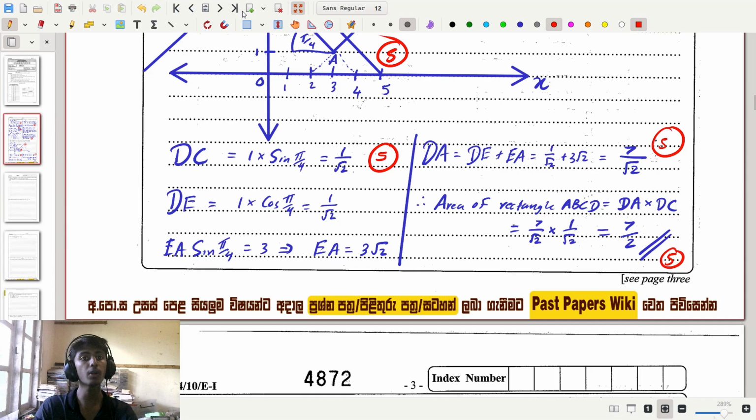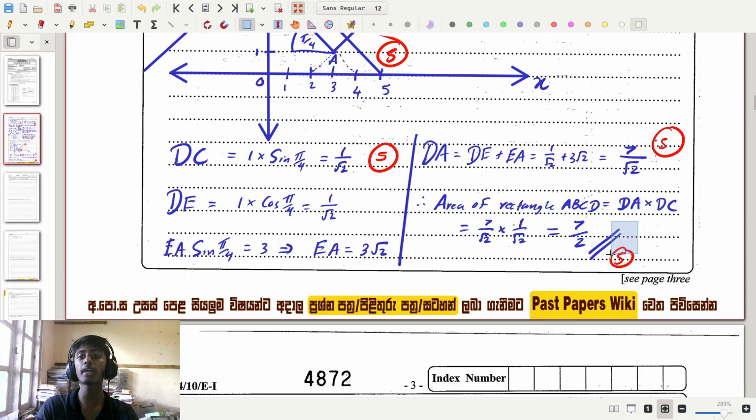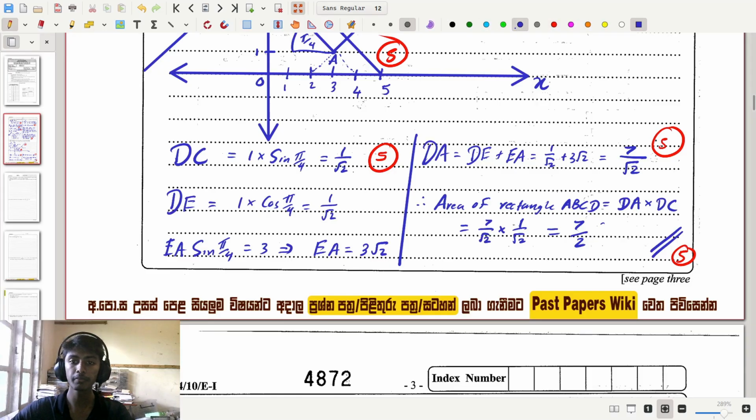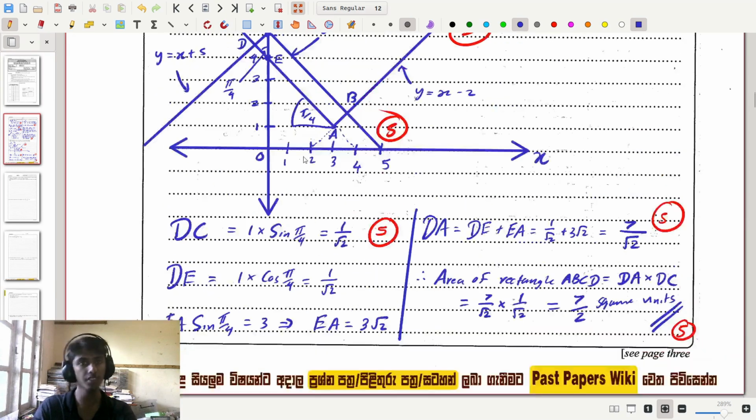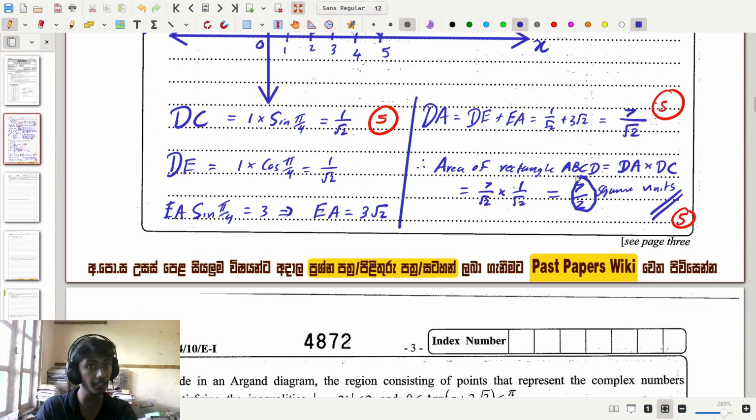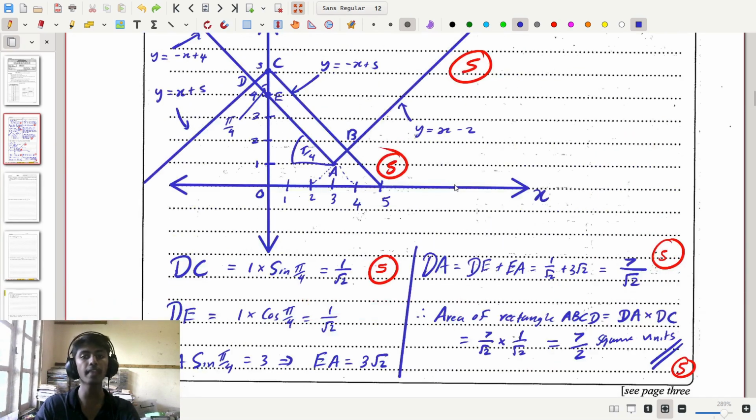Now here, you could either directly write 7 over 2, or you could be a little bit more precise and say, since we don't have actual units here, since we only have a coordinate plane and there are no actual units, you could also say 7 over 2 square units. In some mark schemes they have expected 7 over 2, and in some they have expected 7 over 2 square units, but they haven't given any specific mark for the square units bit. So all you really need is the final answer, which is 7 over 2. And with that, we have covered the full 25 marks, and that is going to be all for this question.